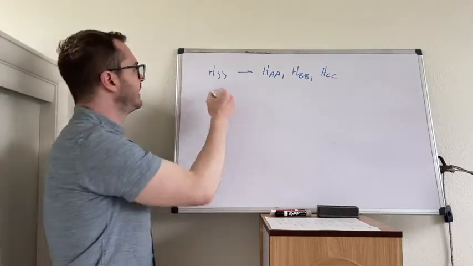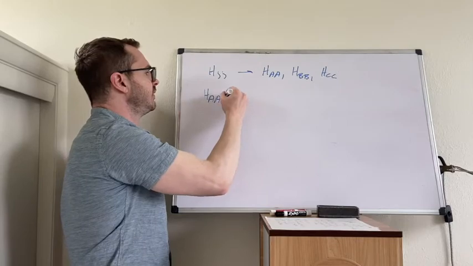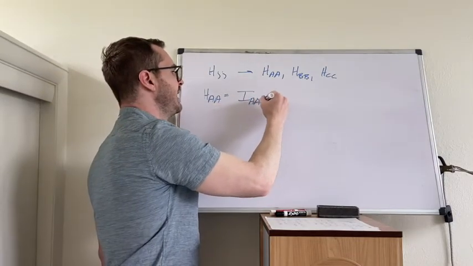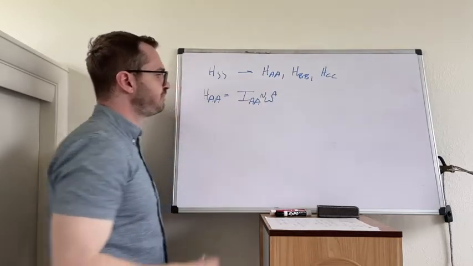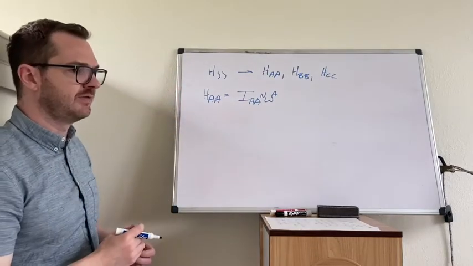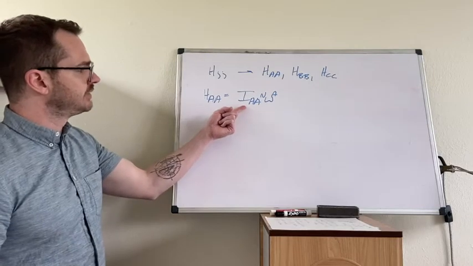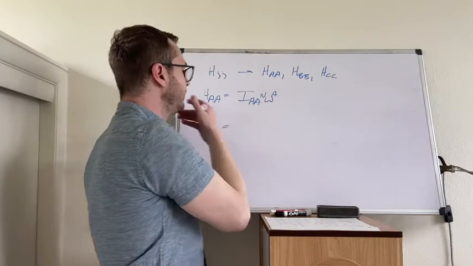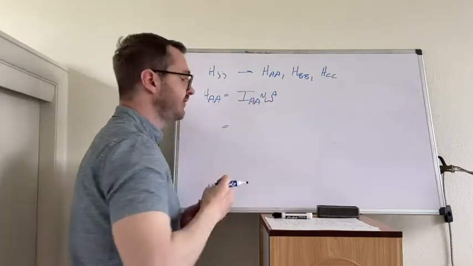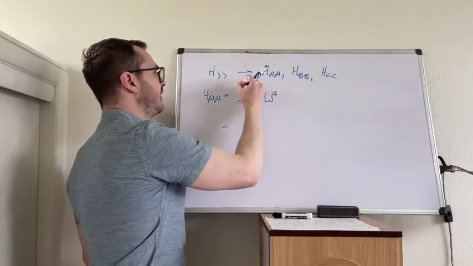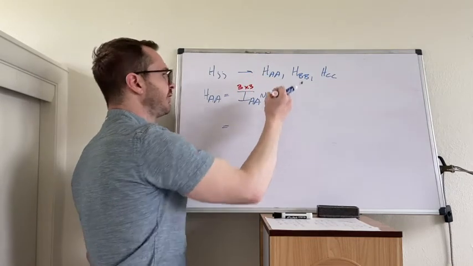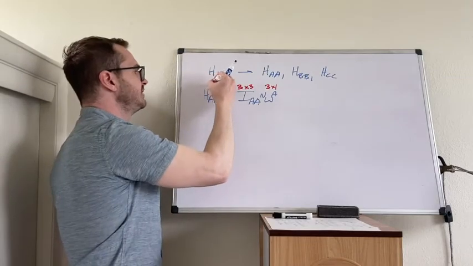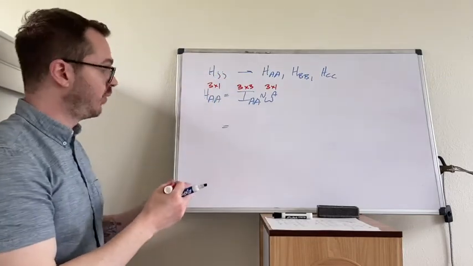Let's take H_AA. We have the definitions for these. We know that this is I_AA omega NA. Recall that I_AA is the inertia dyadic. It's the inertia of body A about point A. What does this look like? Dimensions of these: I_AA is a 3x3 and omega NA is a 3x1. That makes H_AA also a 3x1.